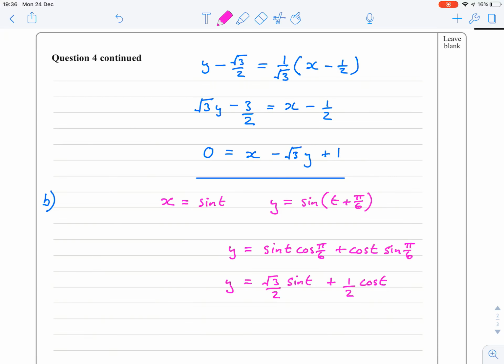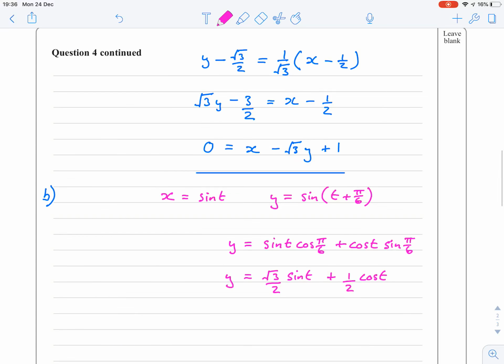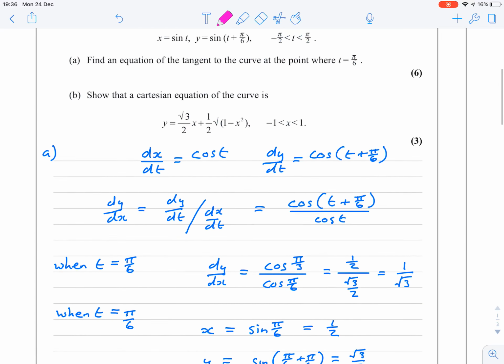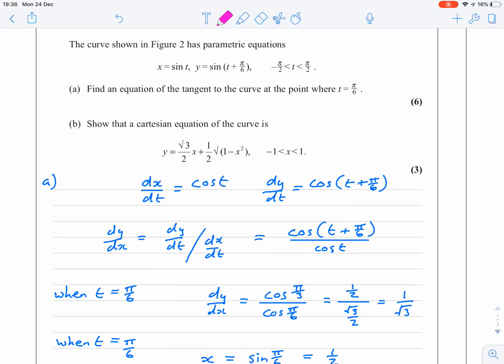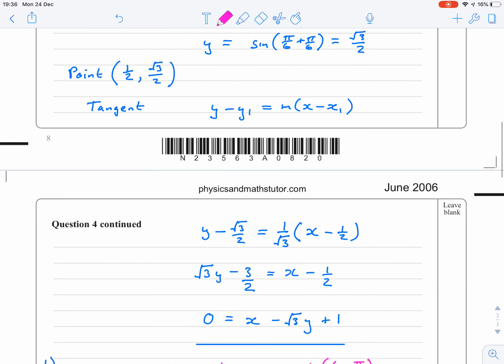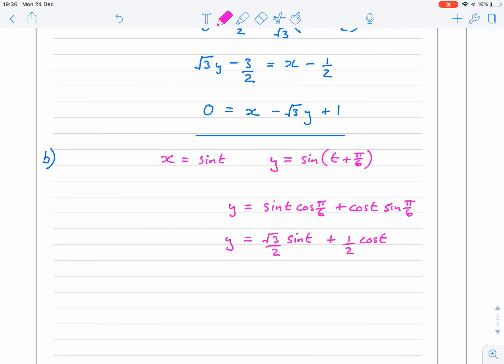Now I can see that x is sine t. So how does that fit in with where we're trying to go? Well, there's the root 3 over 2 x. What about the root of 1 minus x squared? Well, if x is sine t, that's 1 minus sine squared t, the square root of that. So looks like what we need to do here is to rewrite cos in terms of sine. So we can say y is equal to root 3 over 2 sine t plus a half times the square root of 1 minus sine squared.